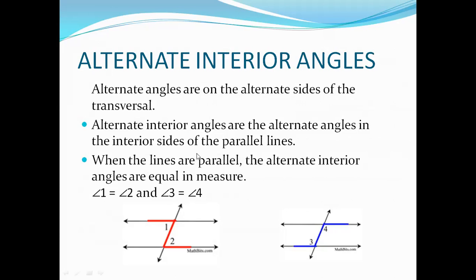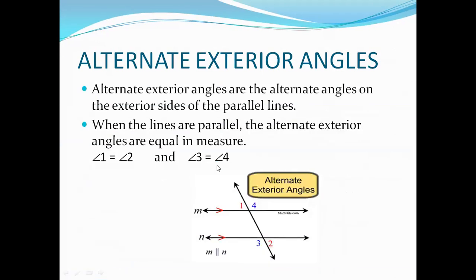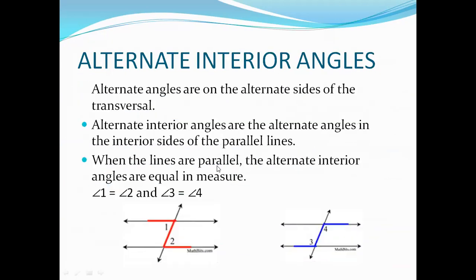When talking about parallel lines, these two angles will be equal. Angle 1 and angle 2 will be equal, and angle 3 and angle 4 will be equal when two parallel lines are intersected by a transversal.